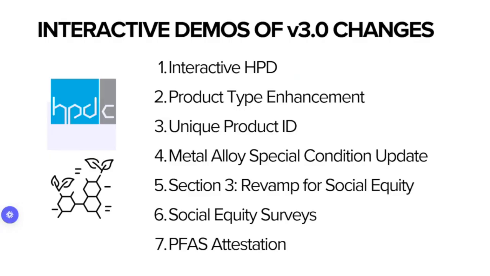The first one would be the product type enhancement, unique product ID, an update to the metal alloy special condition to make it more usable, a revamp of section 3 for social equity surveys, and then finally the PFAS attestation. So let's get right into it here.